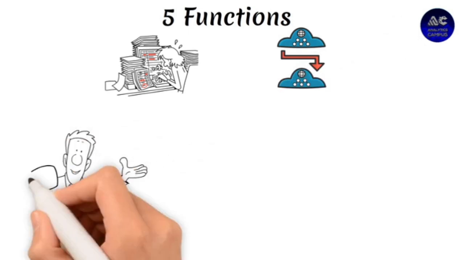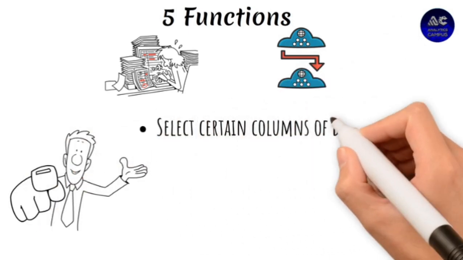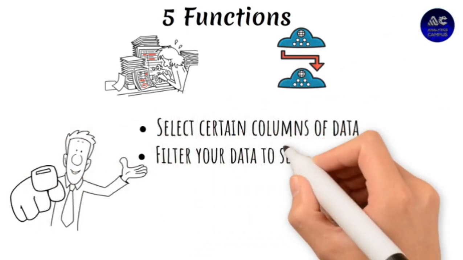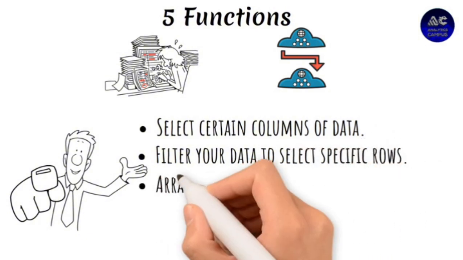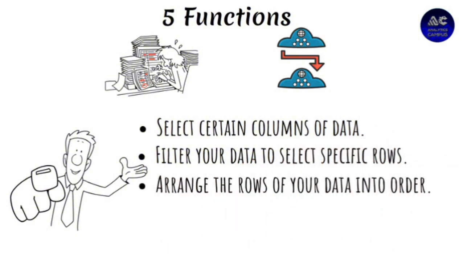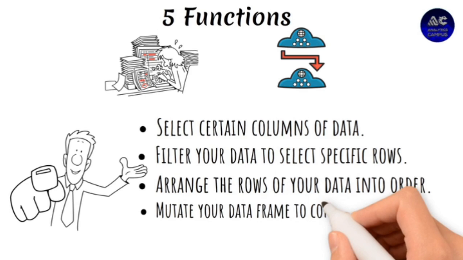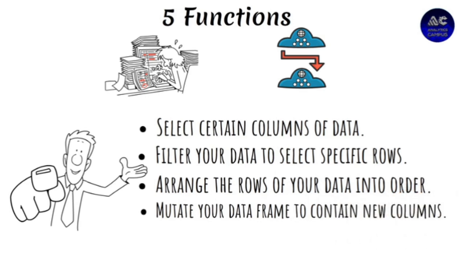You might need to select certain columns of data. Filter your data to select specific rows. Arrange the rows of your data into order. Mutate your data frame to contain new columns. Summarize chunks of your data in some way.